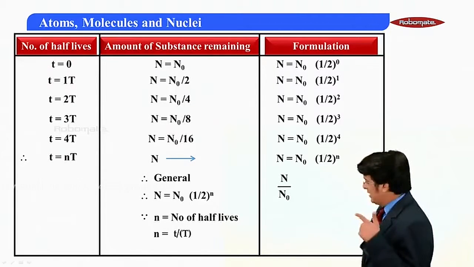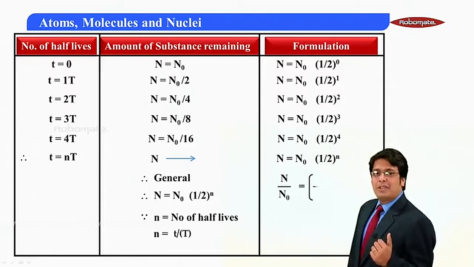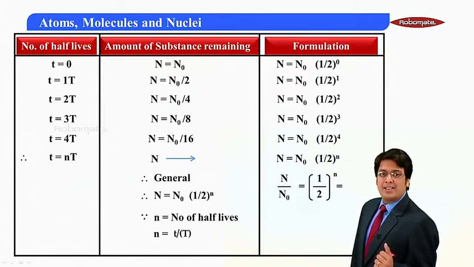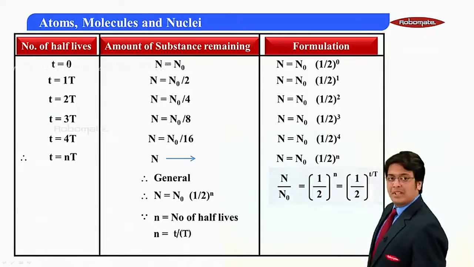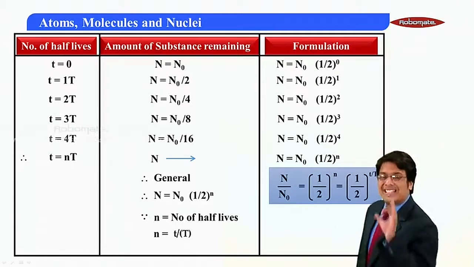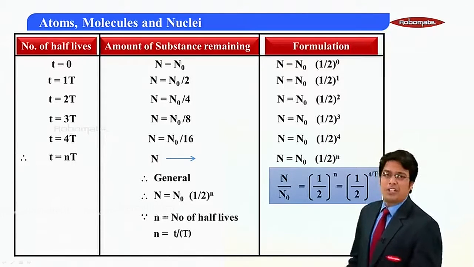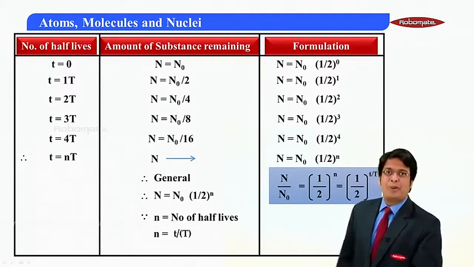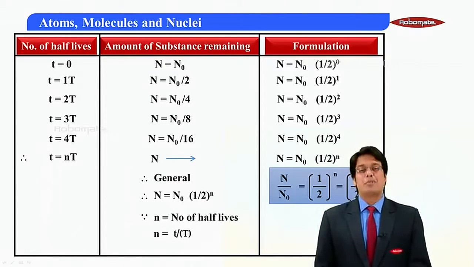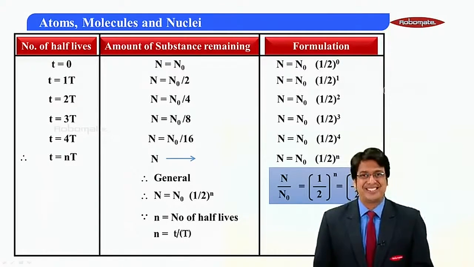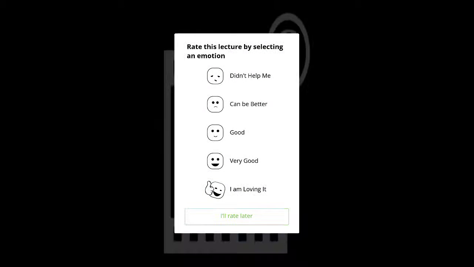So if I generalize this entire formula, N by N0 will be equal to half raised to n, that is equal to half raised to small t by capital T. This entire formula is the alternative method for your given solution. I hope it was clear and you understood the module. I will see you again with more numericals and more theory.